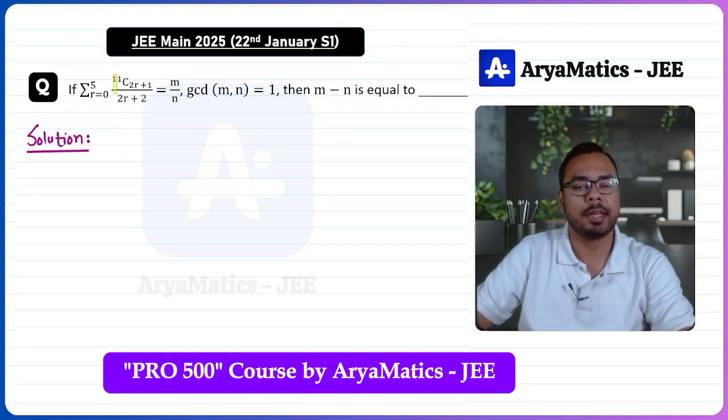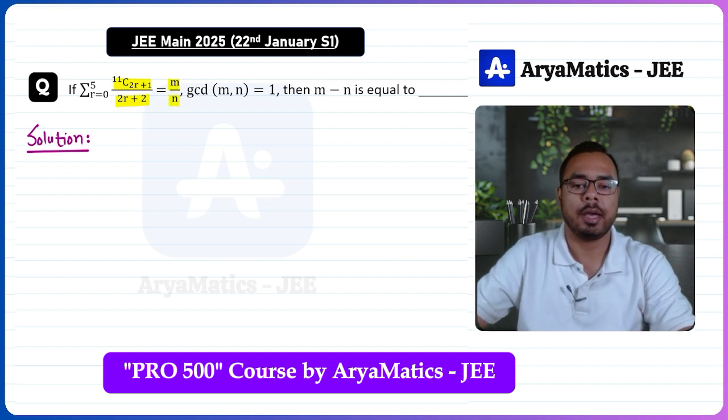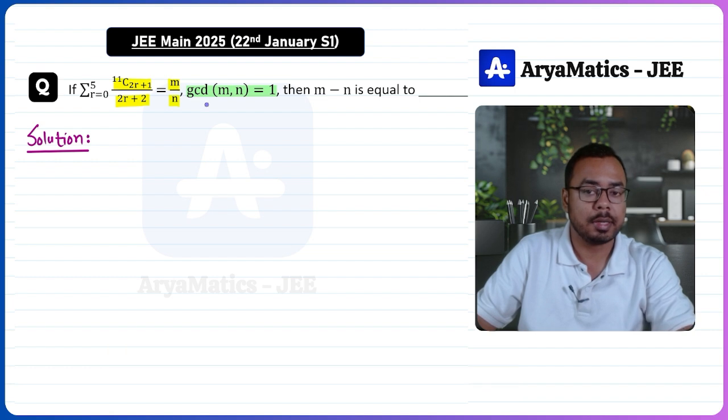If the sum of this series, 11C(2r+1)/(2r+2) for r from 0 to 5, is m by n, and it is given that the greatest common divisor or HCF of m and n is 1. So the meaning of this line will be that there is no common factor between m and n, and that fraction m by n is in its smallest form, right? Because we have to find the value of m minus n.